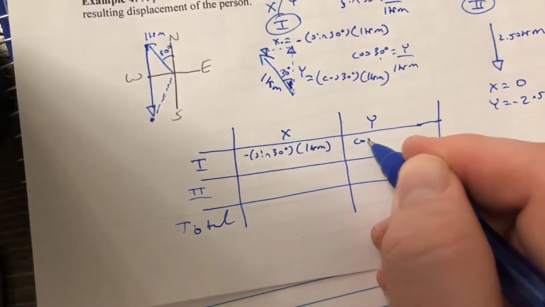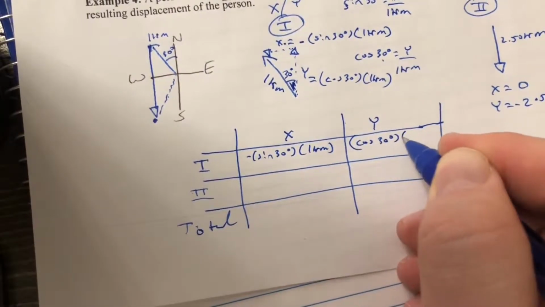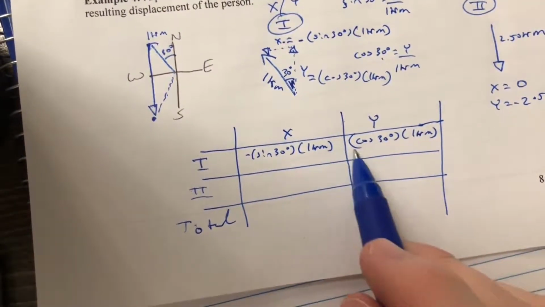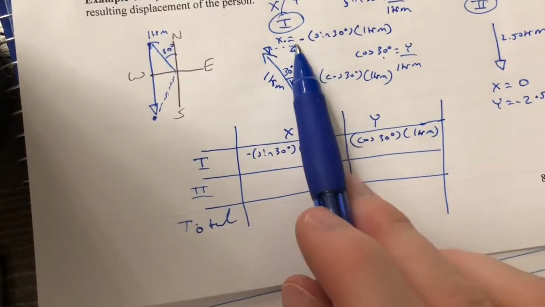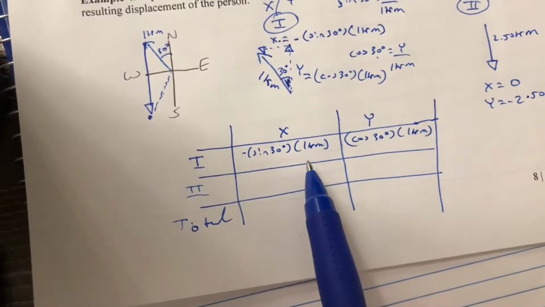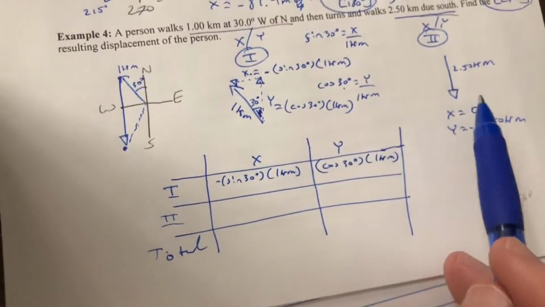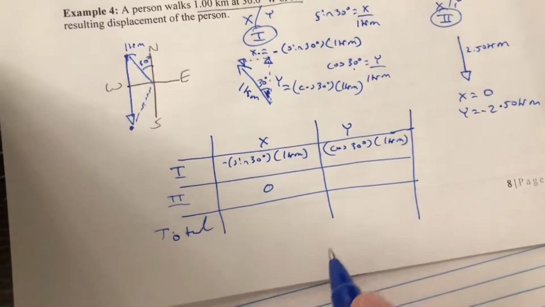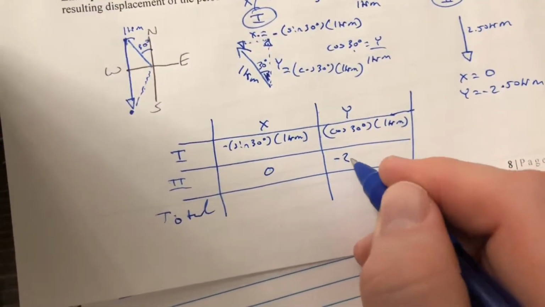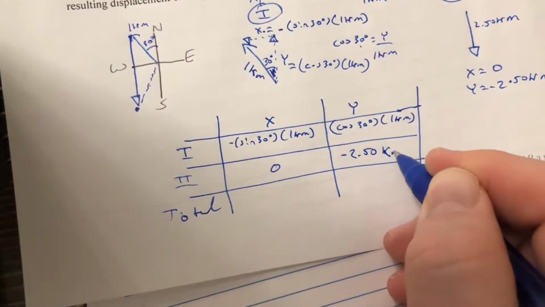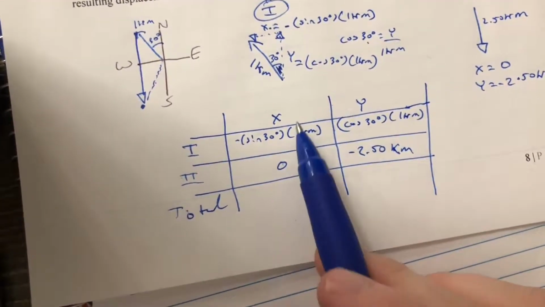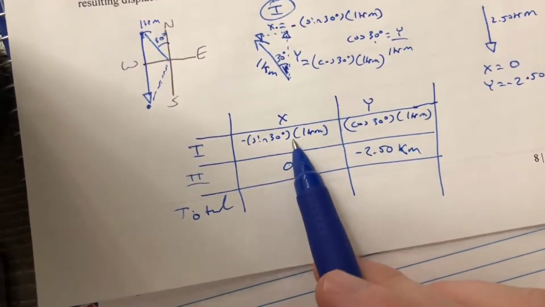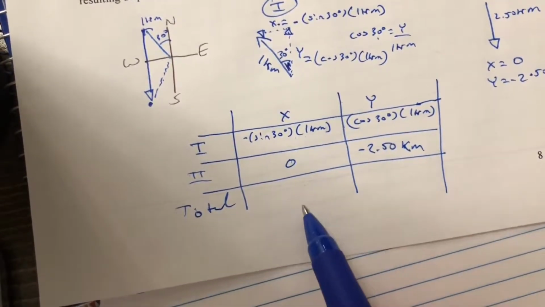And this one is the cosine of 30 times 1 kilometer, positive, right? Because I'm going up. This one's negative because it's going to the left, going west. And then our section 2, we said the x is 0, the y is negative 2.5. And I'm adding my columns, kind of the rows in the columns together.